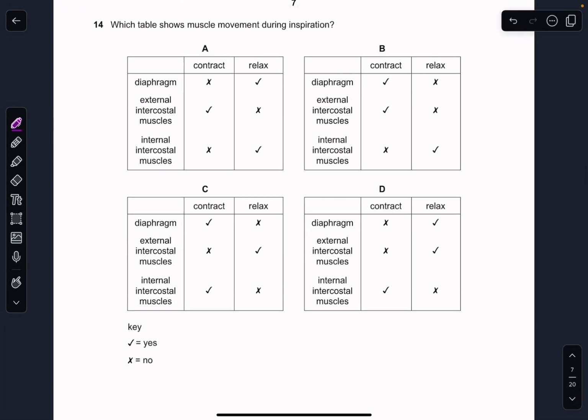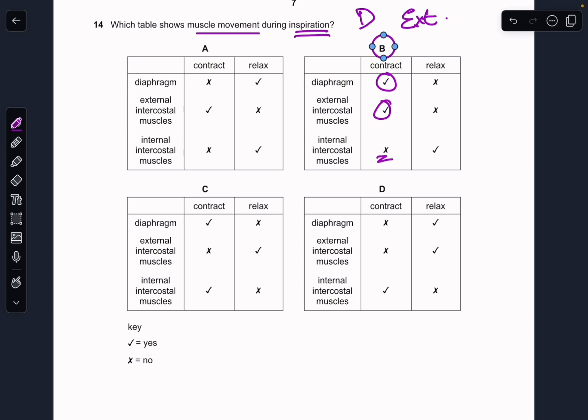Next, which table shows muscle movement during inspiration? During inspiration, from our bookish knowledge, we know that two muscles are contracting. First is the diaphragm, and the second is the external intercostal muscles. So the diaphragm contracts and the external intercostal muscles contract, whereas the internal do not contract. So the correct answer is going to be B.